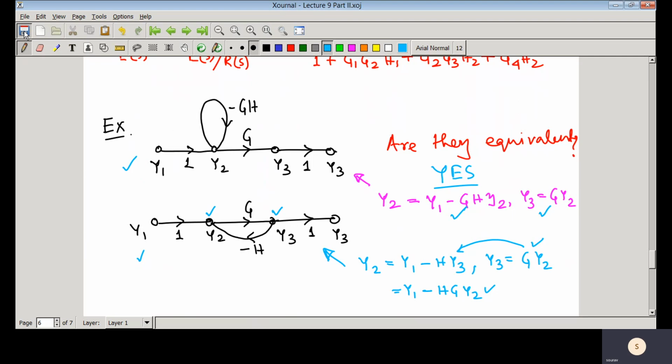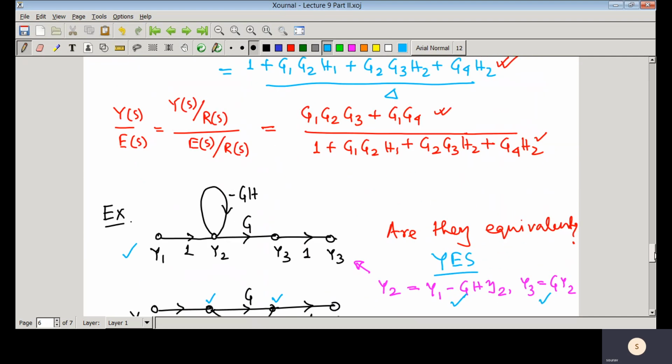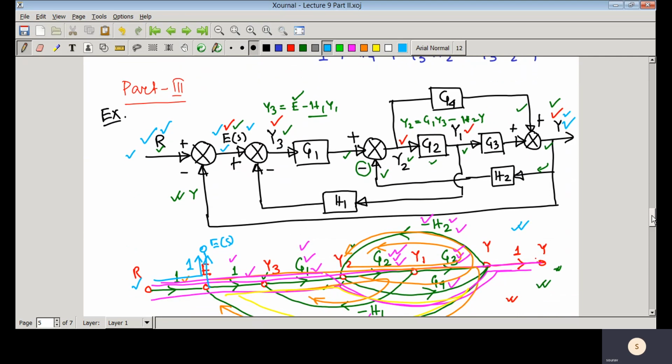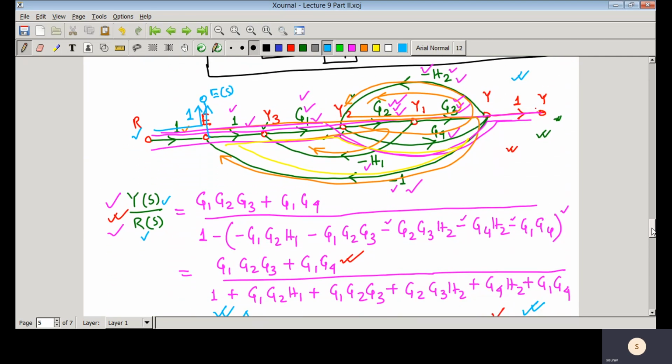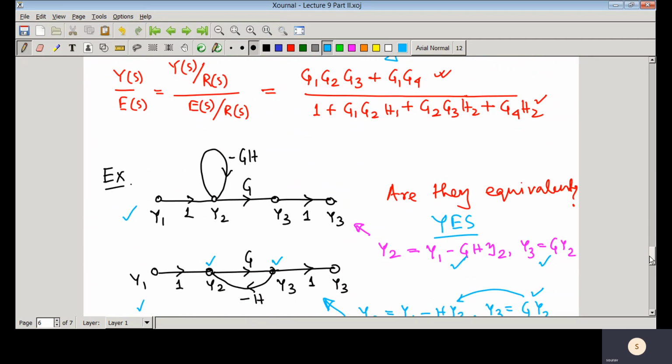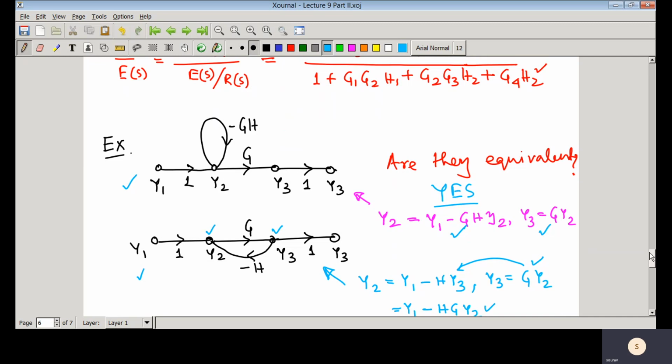Now in this part 3, we have taken 2 examples. The first example is if you have a block diagram, how to find a signal flow graph, and from there using Mason's gain formula, how to find the transfer function. The second is if you have 2 signal flow graphs, they may look different, but they may be the same. So you need to derive all algebraic equations, and from there conclude whether they are the same or not.